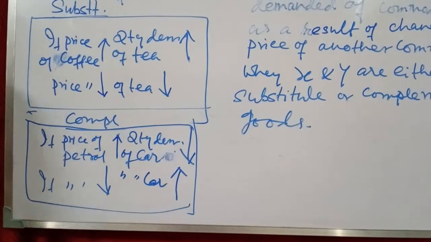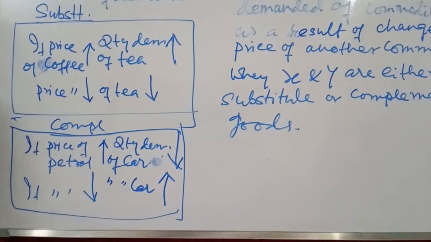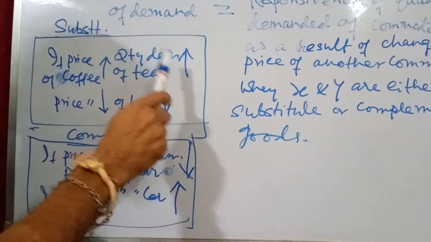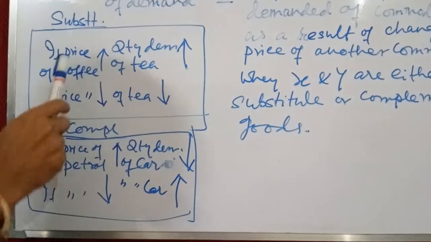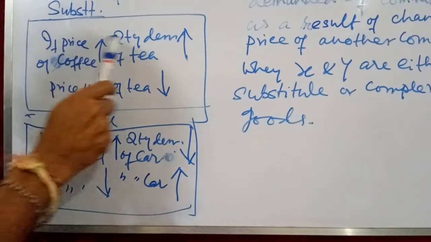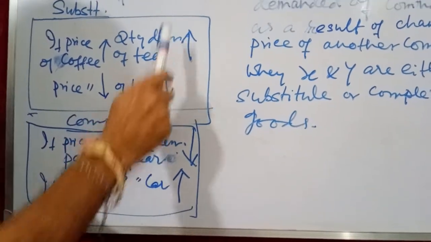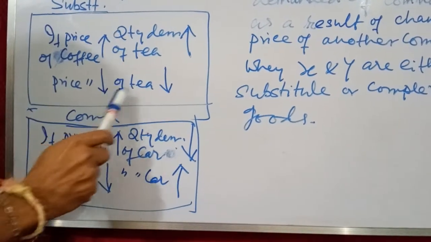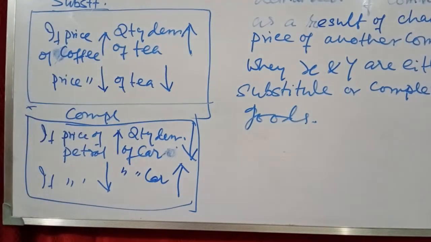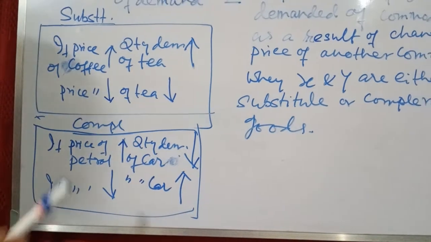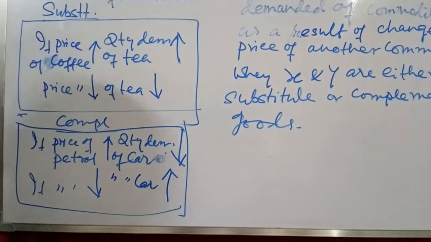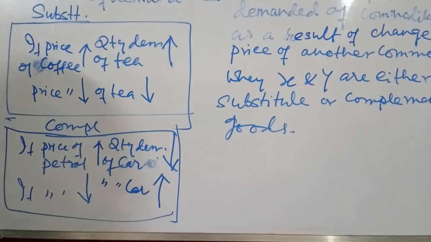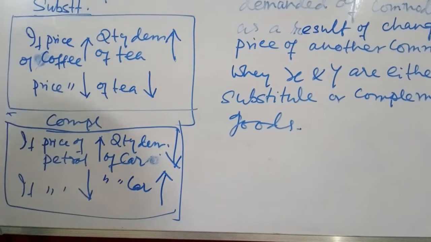In case of substitute commodities, if price of one commodity increases, quantity demanded of the substitute commodity increases. That is, when price of coffee increases, quantity demanded of tea will also increase. When price of coffee falls, quantity demanded of tea will also fall. The reverse mechanism takes place in case of complementary goods. Say for example, relation between petrol and car.